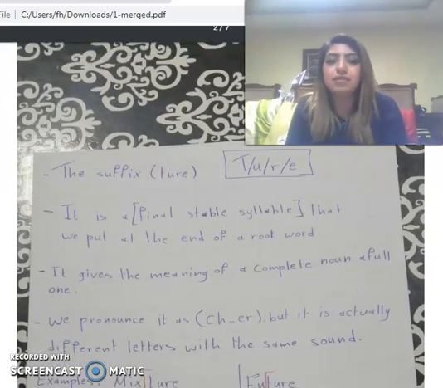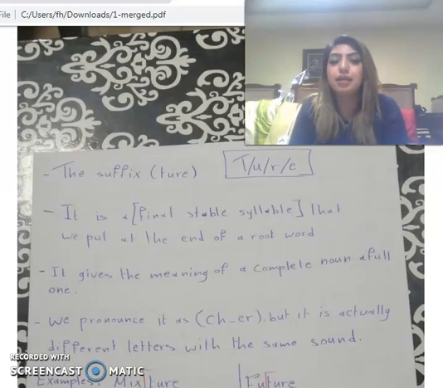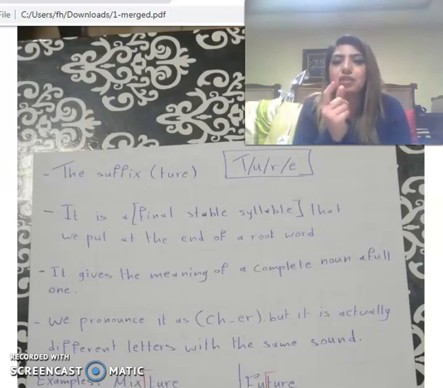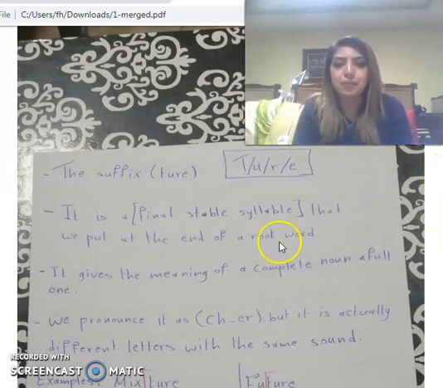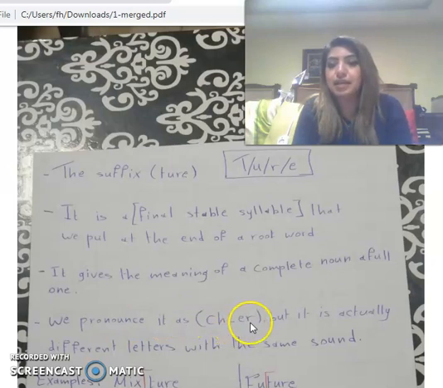Now let's talk about the suffix cher, T-U-R-E. Okay, now cher as a suffix, the pronunciation is like you are saying ch. So the sound of T here, because after it there is a U and there are clear letters right there, you have to say it cher, as you see here. We pronounce it as ch then er, okay? It is actually different letters with the same sound. So it's actually a tu, but we call it cher.